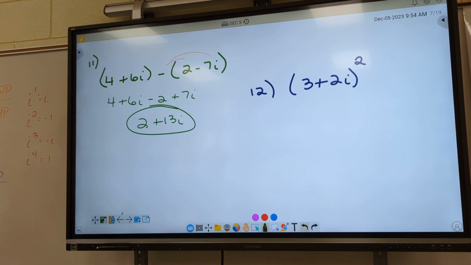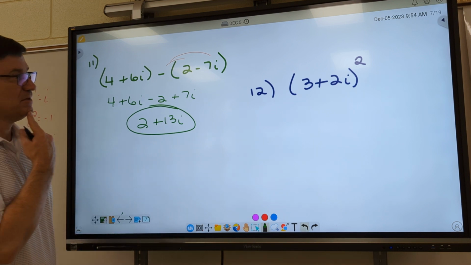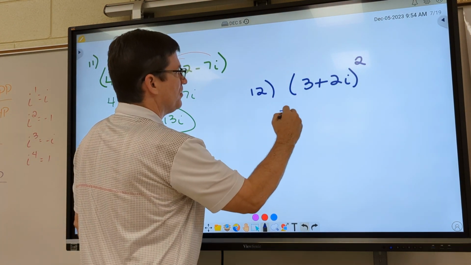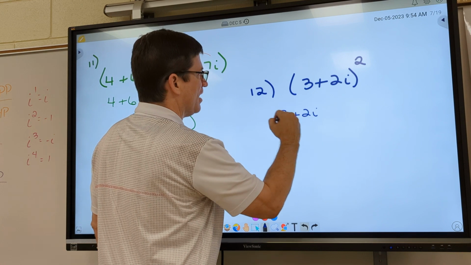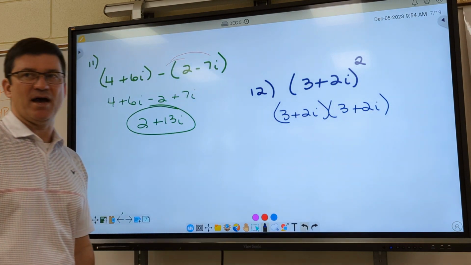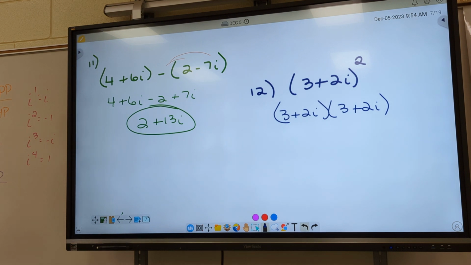Okay, number 12, I believe, is the first true FOIL method problem we've had. We've got to write this down twice. So it'll be 3 plus 2i times 3 plus 2i. And this one's not going to be bad. We're going to have some harder FOIL method problems, but this is not one of them.